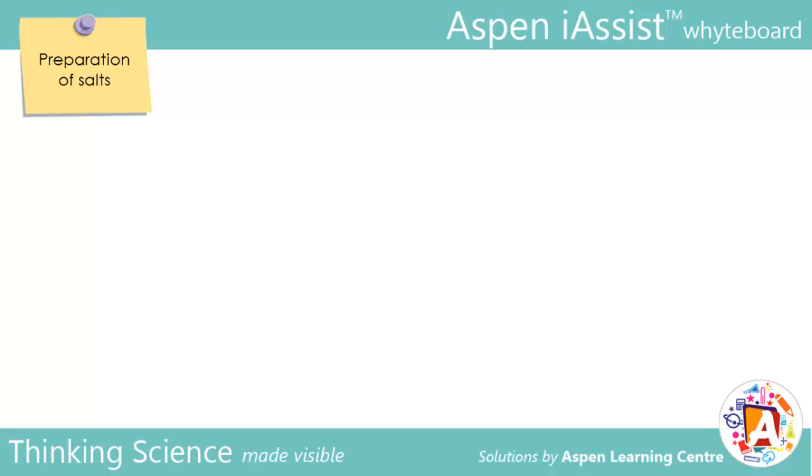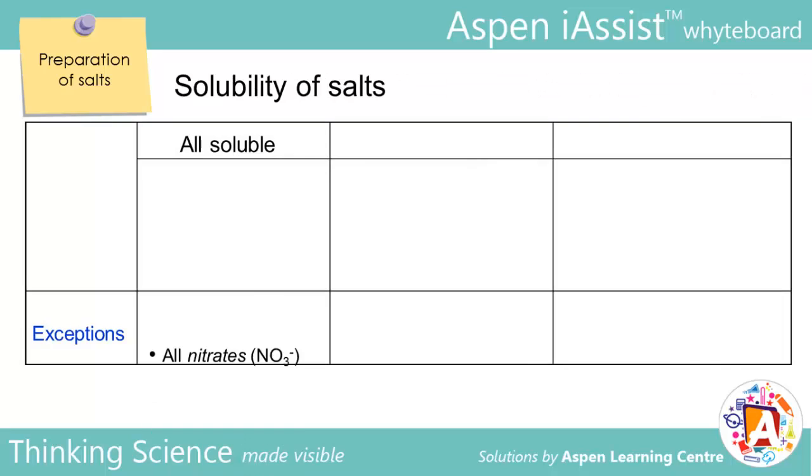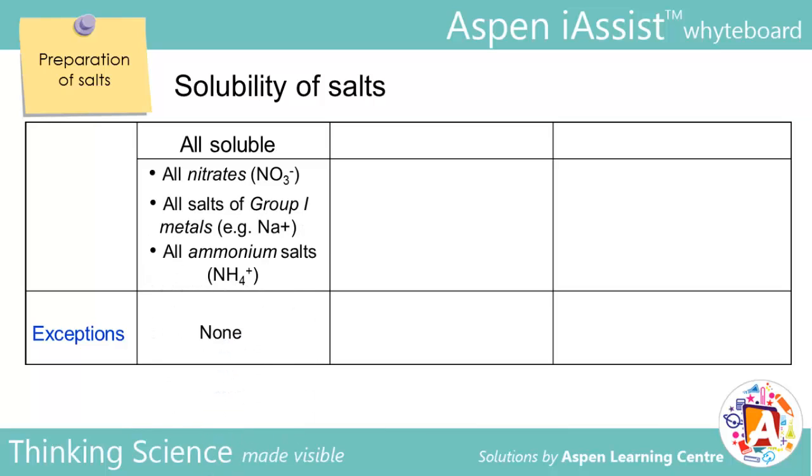Today we will be teaching about the preparation of salts. Firstly, knowledge about the solubility of salts is important in their preparation. All nitrates, group 1 salts, and ammonium salts are soluble. Most chlorides are soluble except for AgCl and PbCl2.